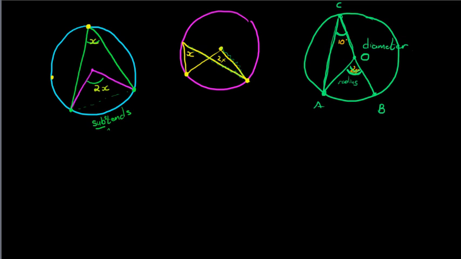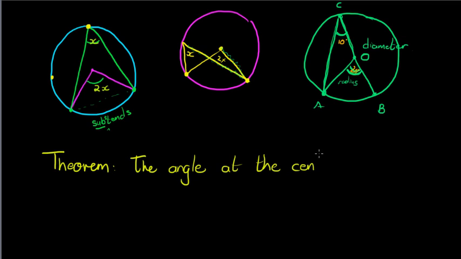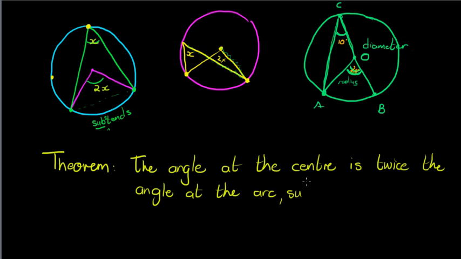The angle at the center. So let me write down the theorem now. The theorem is: the angle at the center is twice the angle at the arc subtended by the same arc.